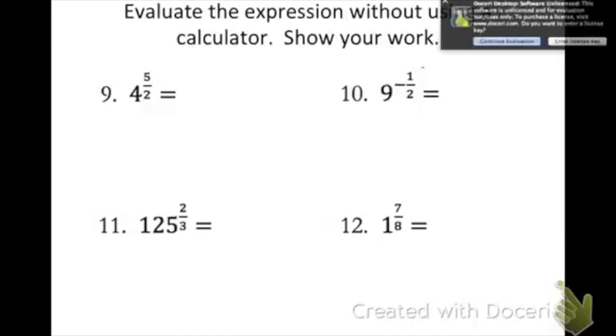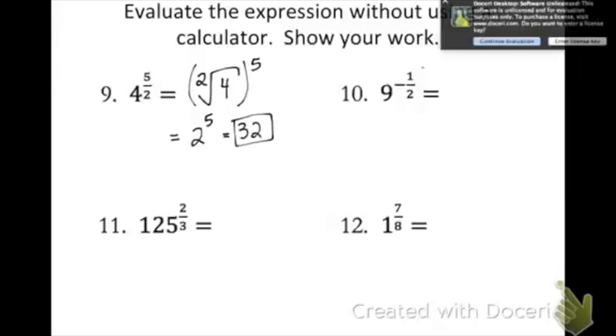Okay, evaluate the expression without using a calculator. Sorry that that's being blocked, but we'll just have to deal with that. So we're evaluating without a calculator. So what we're going to do is, we don't really know what 4 to the 5 halves is just by looking at that. We need to take that and put it in radical form. So my nth root, it's going to be my second root, so a square root of 4 all to the 5th power. And now I can start simplifying this. The square root of 4 is 2. And 2 to the 5th is 32.